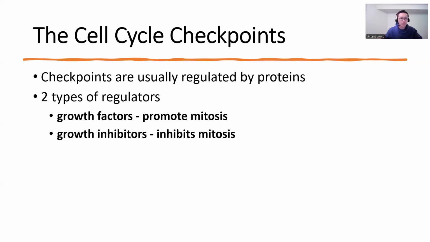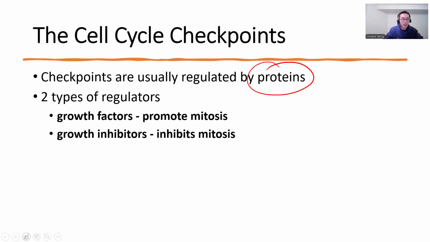Now, what's actually doing the checking, right? Like, do they have mini people inside with clipboards checking the boxes? But instead of mini people, the ones that are doing the checkpoints are proteins. So there are various proteins that are important for regulating the cell cycle. We can separate these proteins, these regulators, into two categories. They are either there to promote mitosis, we call them growth factors, or they are there to slow it down, we call them growth inhibitors.